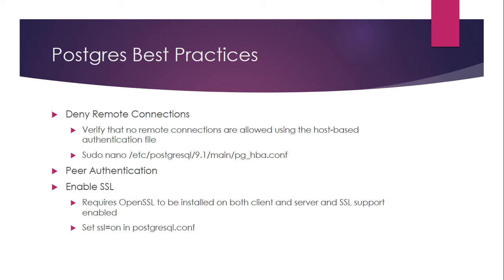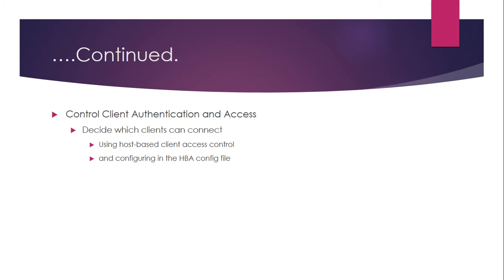And the third best practice is to enable SSL, and this will help make the database more secure, just like it does for the other services we've discussed earlier this semester. Now let's go to the final best practice, and that is to control client authentication and access. And this tip helps ensure that whoever is connecting has the authorization and the right authentication. So the user can decide who's allowed to connect to the database system through the HBA config file also, and this will help limit the connections to Postgres.